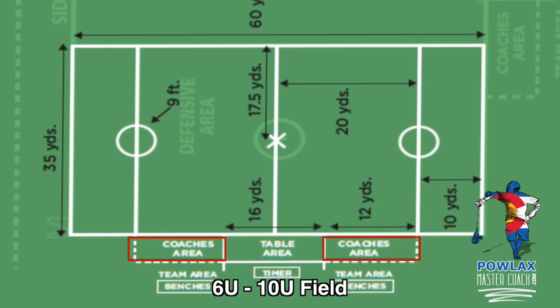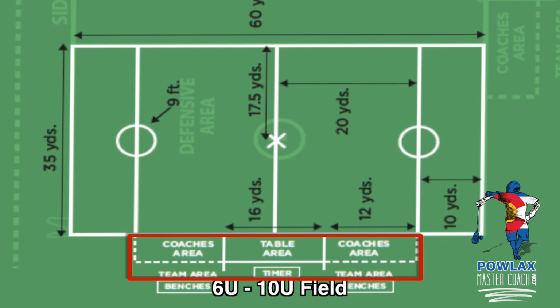The bench, coaches area, and table area will be located on one side mirroring the midline. The table area will straddle the midline, totaling 16 yards, with 8 yards on each side of the midline.